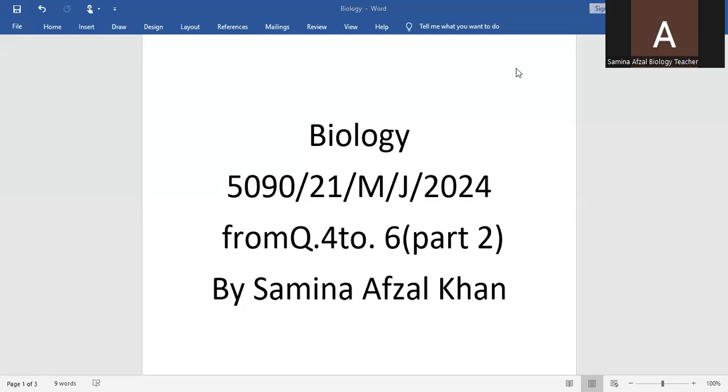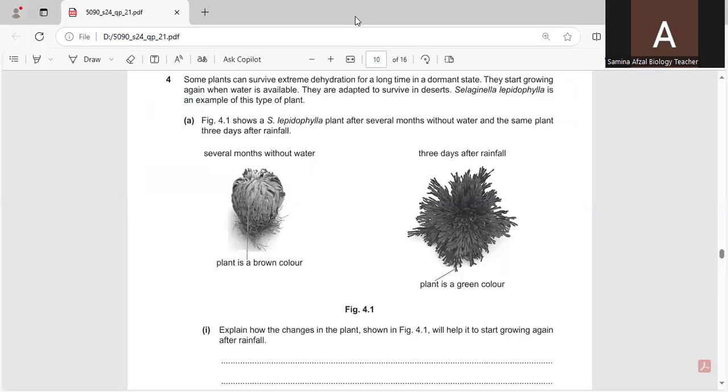O-Level Biology 5090, Paper 2, May-June 2024, question number 4 to question number 6, variant 21. So first of all, question number 4, and in question number 4, you can see two diagrams. So what is in question number 4?